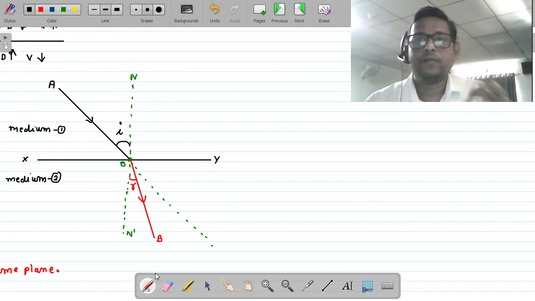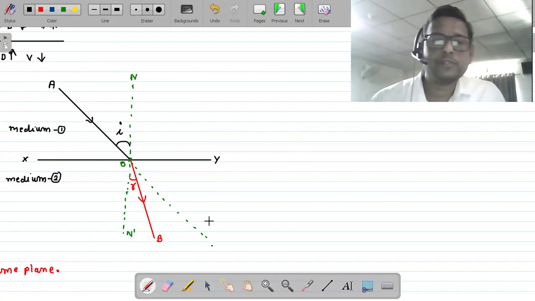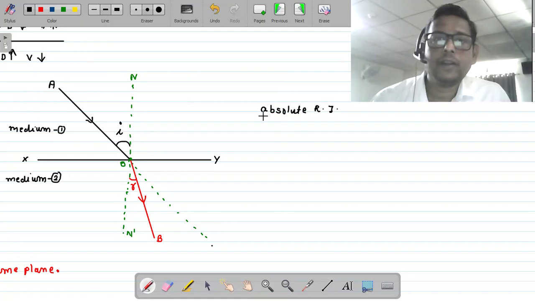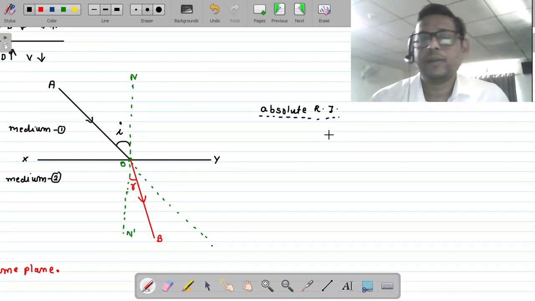Now the refractive index has two types. The first type of refractive index is called absolute refractive index. Okay, absolute refractive index. So let's take this ray diagram again. So this is my medium one. So how can we define the absolute refractive index?